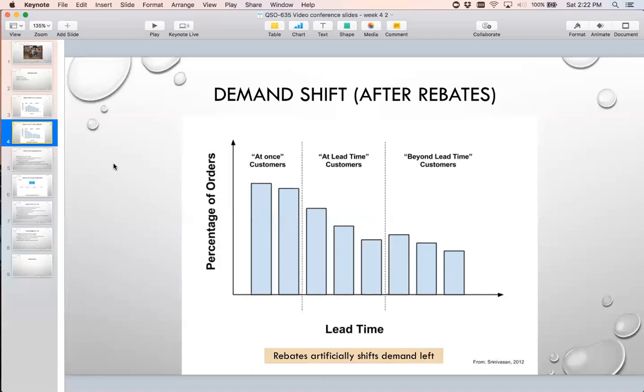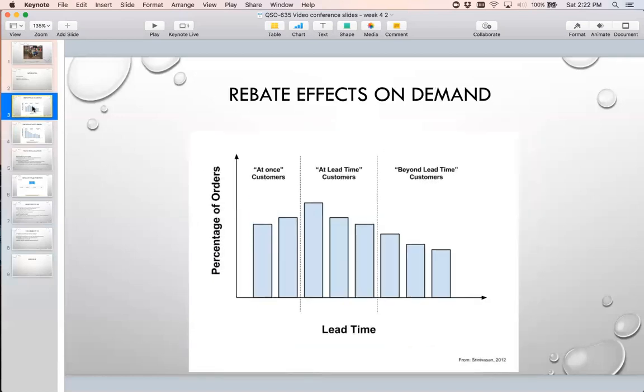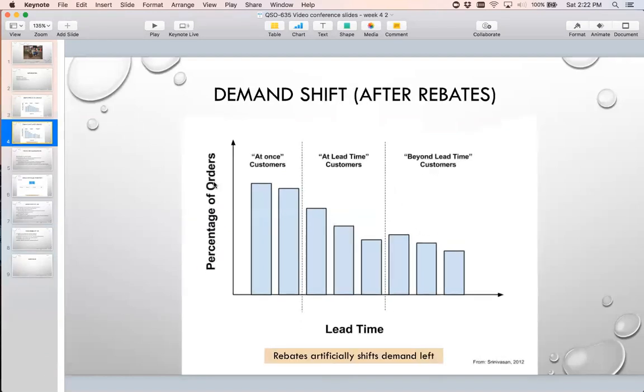Roberto, we just talked about demand shifts, rebates. What a rebate does, if you remember last week, we talked about this graph here, where we had 3 types of customers based on lead time and when they want the demand. So what a rebate does is it artificially shifts your demand to the left, so that people who may have waited to buy your product will now buy the product now. So as a result, you have something like this.